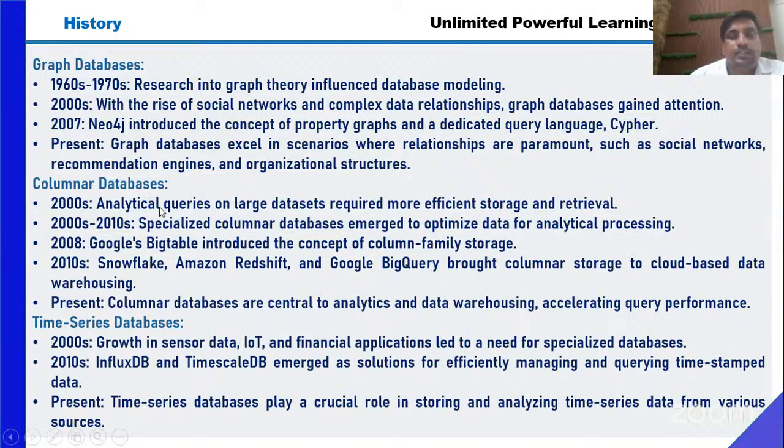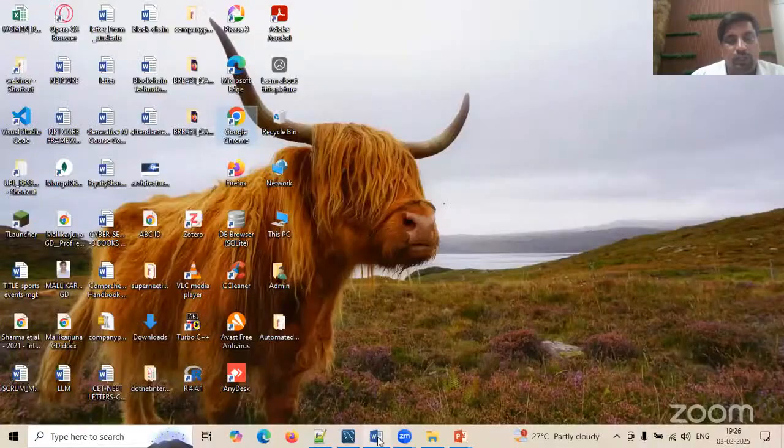Columnar databases, for example, I wanted to give one thing. This is Snowflake. Nowadays, it is more popular. Amazon Redshift is one more. These are all when we are talking about big data. Columnar databases are more prominent. Why? Let me go here and just explain.